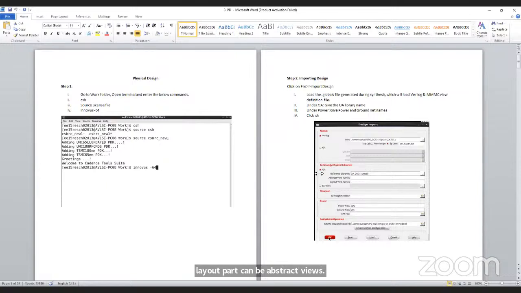Abstract view means only the base layers are visible, like poly and oxide, and sometimes metal one and metal two, but not all the time. Whereas in layout view, all layers up to the top metal are visible. If you are using a 9 metal layer design, then poly, oxide, and metal one to metal 9 are all visible in the layout. This is what relates to the physical libraries, which are called PDKs, process design kits.